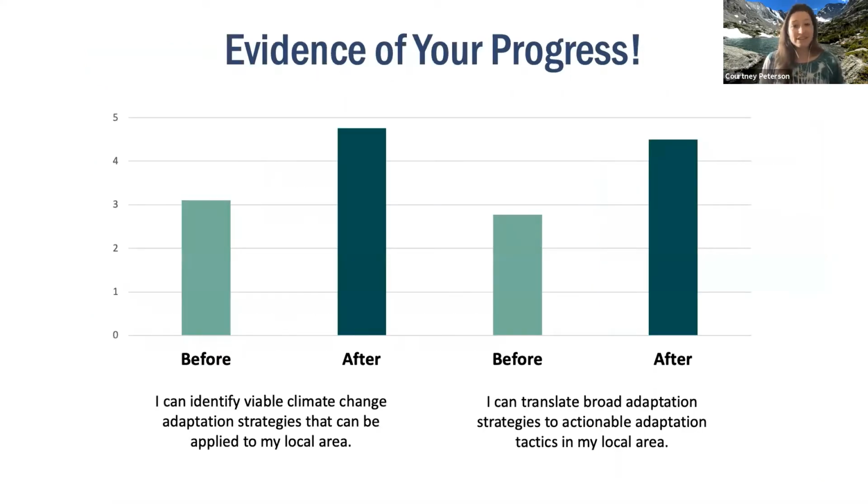And we also have evidence of your progress. So for those of you who have completed the homework through step 4, we asked you questions before you started the workbook about your ability to identify climate change adaptation strategies for your local area and to translate those into actionable adaptation tactics. And so at the beginning, there's a little bit of uncertainty. Half of you weren't quite sure, but now at the end of this course, there's been a big jump, and most of you have indicated that you feel like you can identify viable climate adaptation strategies and translate those into those adaptation tactics on the ground for your local area.